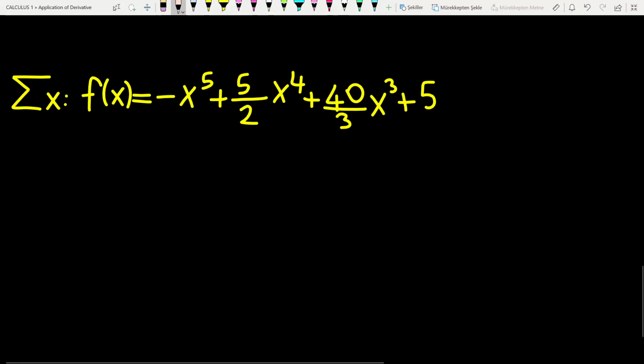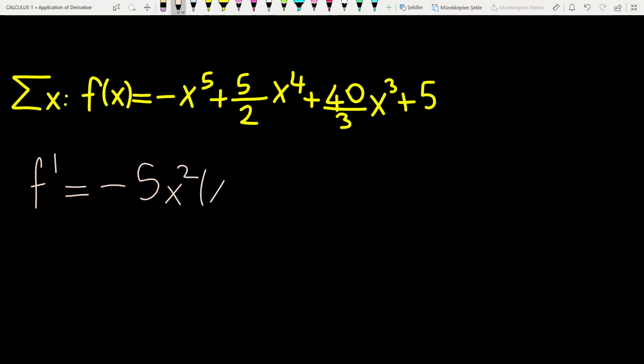Now let's look at an example. We have a polynomial. The question is: determine all intervals where the following function is increasing or decreasing. Let me first find the derivative of that function. Of course, it's very easy to find the derivative. I directly write the simplified version of this derivative: you can take out parentheses, minus 5x squared times (x minus 4) times (x plus 2).